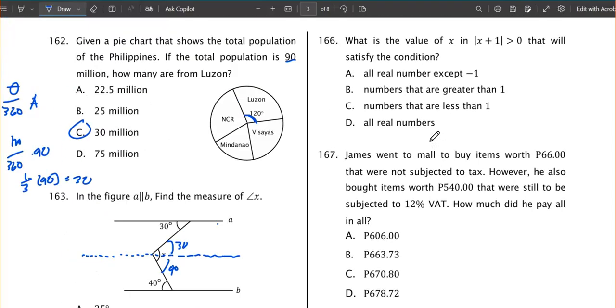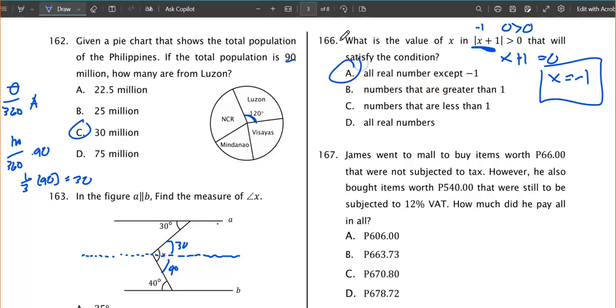166. What is the value of X in the absolute value of X plus 1 greater than 0? To answer this, we just solve for X as if we are solving a linear equation. So this is X plus 1 equals 0. So X is negative 1. We can actually make use of any number except negative 1, because if X is negative 1, the entire thing becomes 0, and 0 is not greater than 0. So the answer will be all real numbers except negative 1. Letter A.